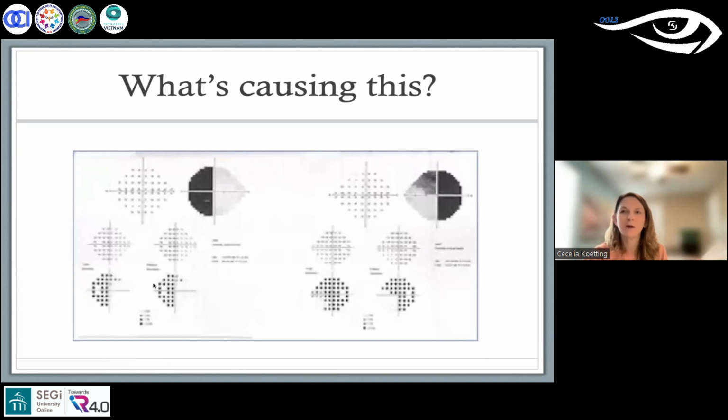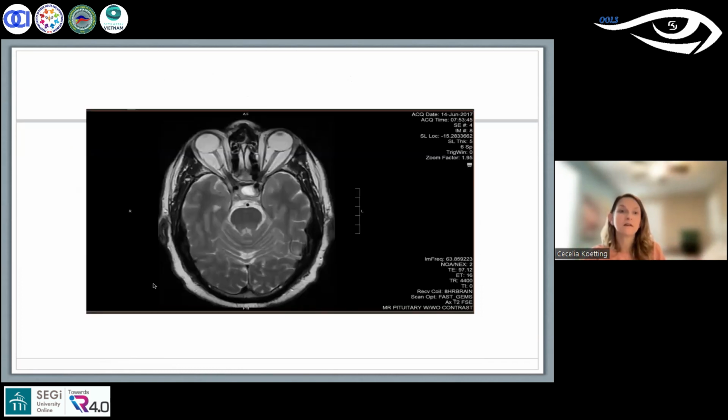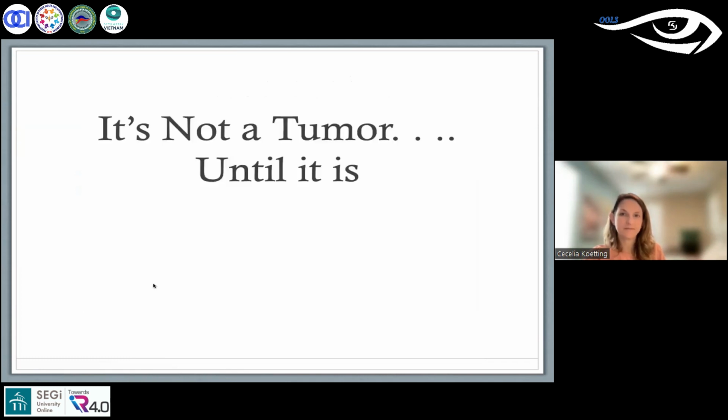That's why we do a visual field, right? We need to look for constriction. So, and we have it, bitemporal loss. So concern for that in a young female is tumor. Yep. And it's not a tumor till it is.